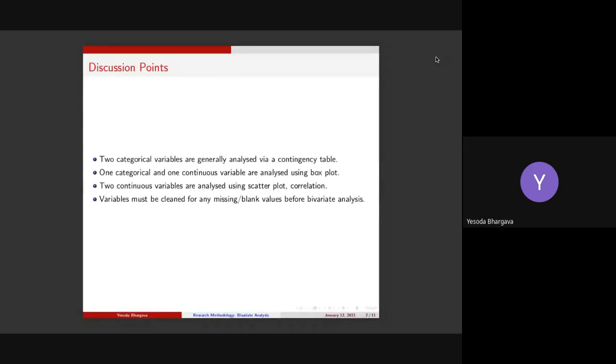For today's discussion, it's not going to be a long lecture, but we will be handling two categorical variables, one categorical and one continuous, and two continuous variables. The data remains the same that I had shared last time. All the commands that are executed here, you can execute on the same data set, data.csv, that I had shared the last time.